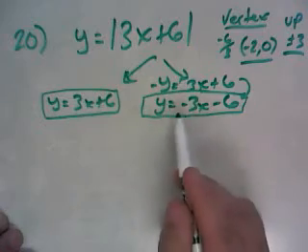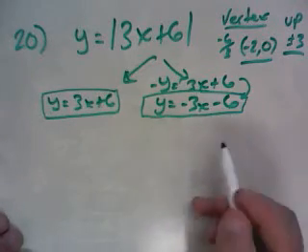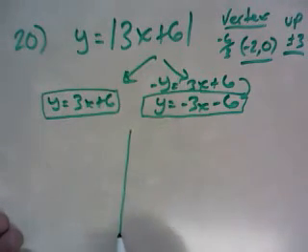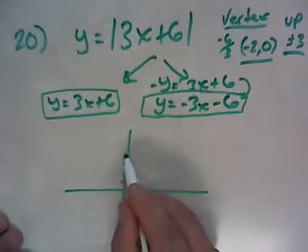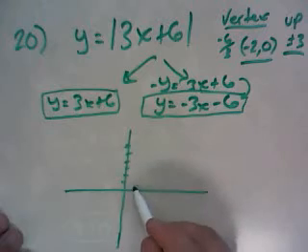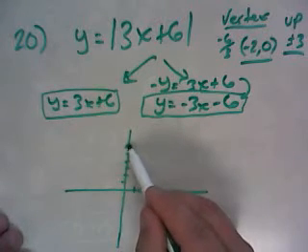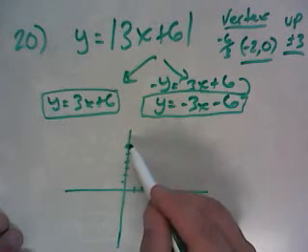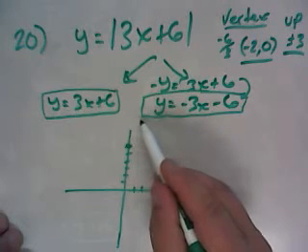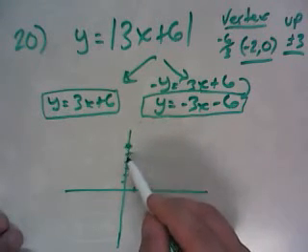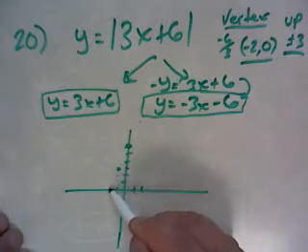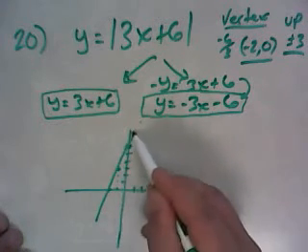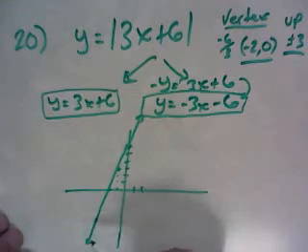y equals 3x plus 6 and y equals negative 3x minus 6. And if I'm going to graph these two things, the first one has a y-intercept at 1, 2, 3, 4, 5, 6, and a slope of 3, which means if I start here, I'm going to go up 3 and to the right 1, or I'm going to go down 1, 2, 3 and to the left 1, which means I'm going to have a line that looks like this.